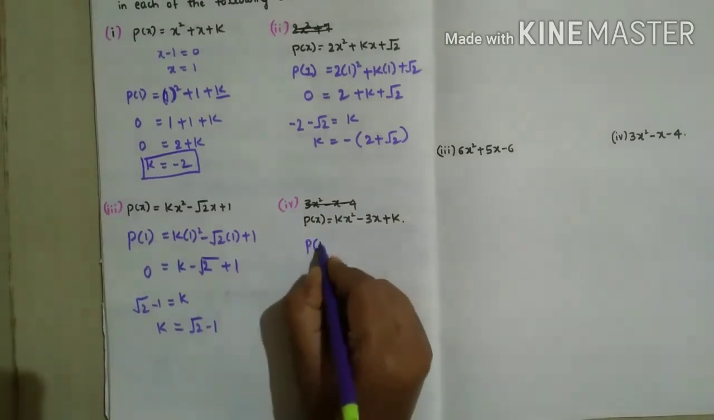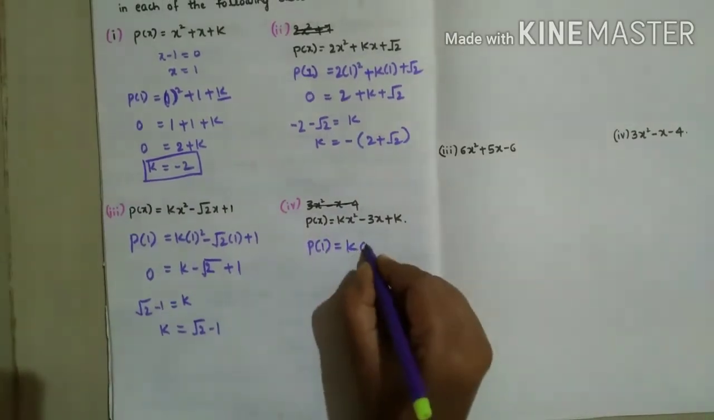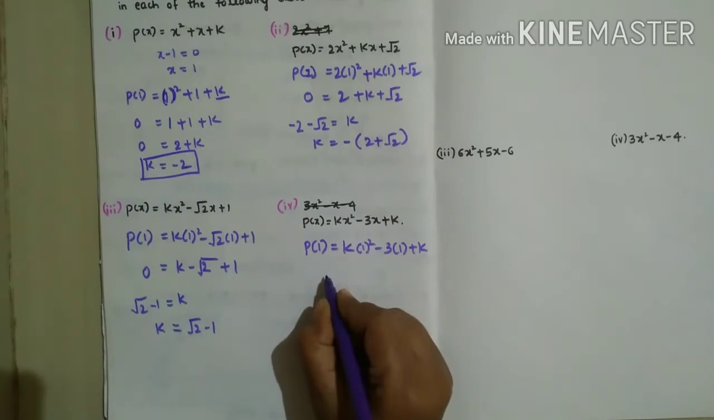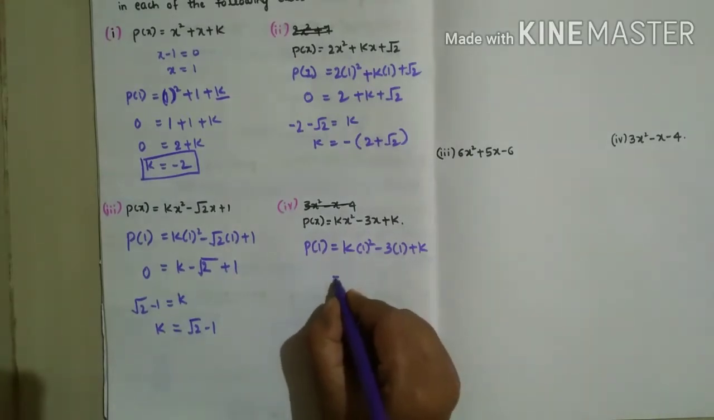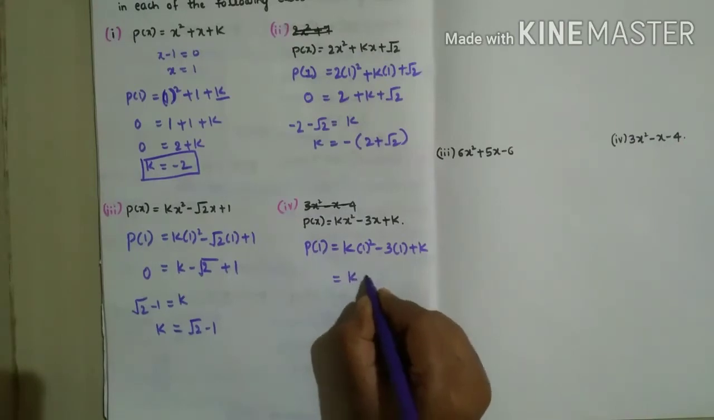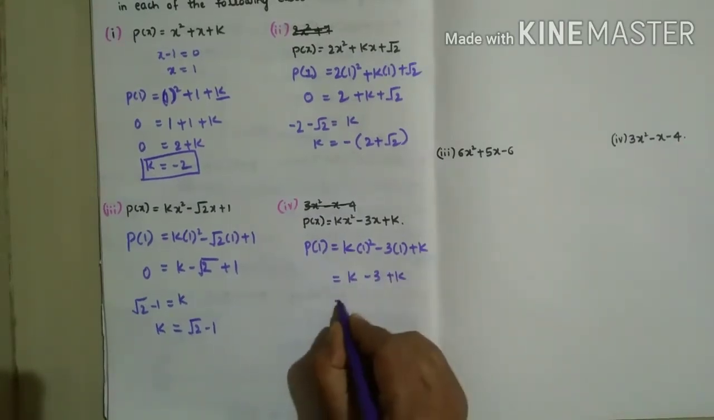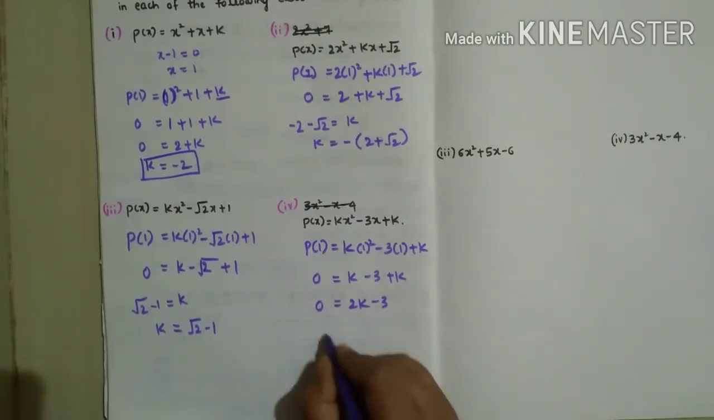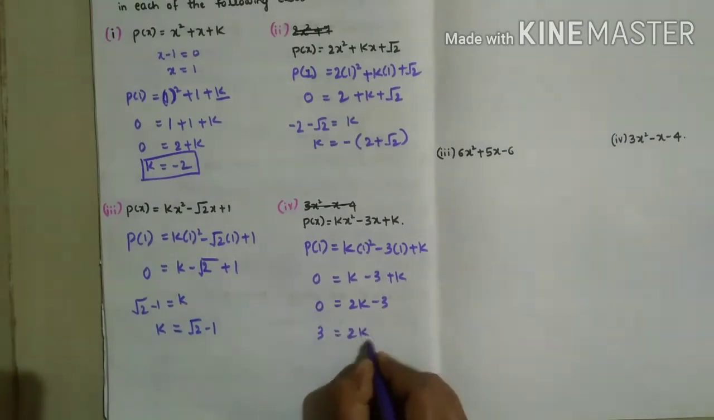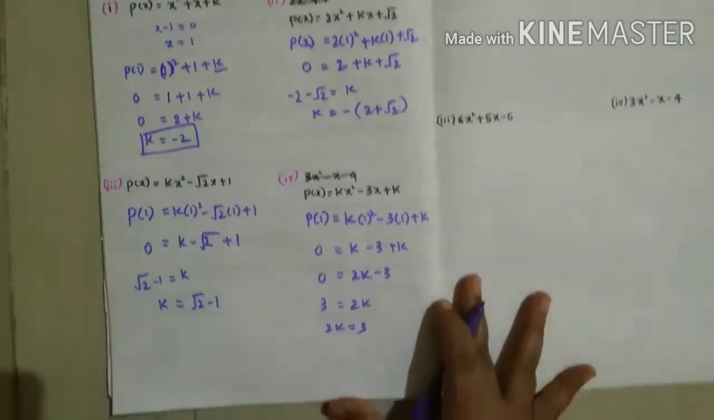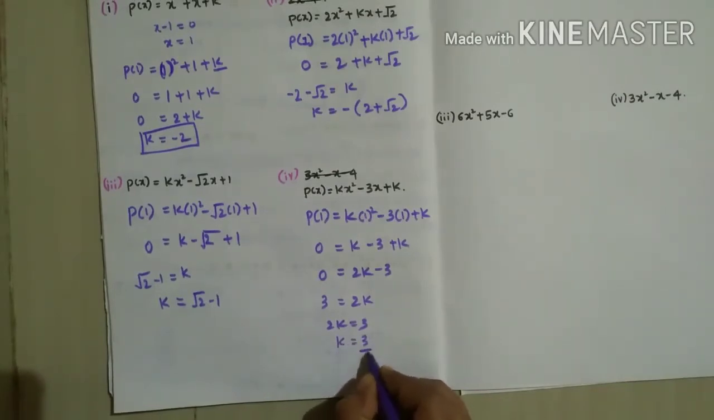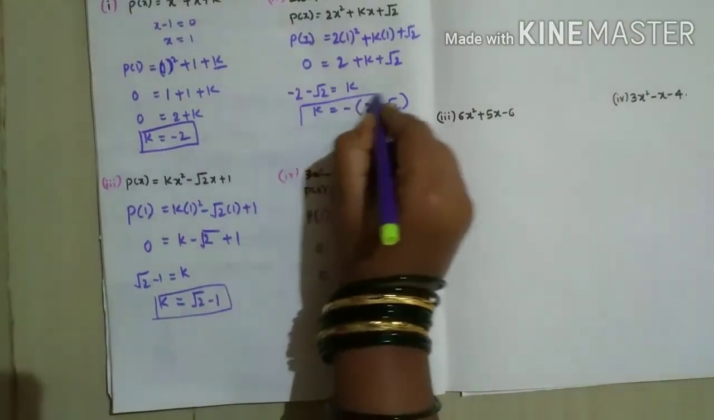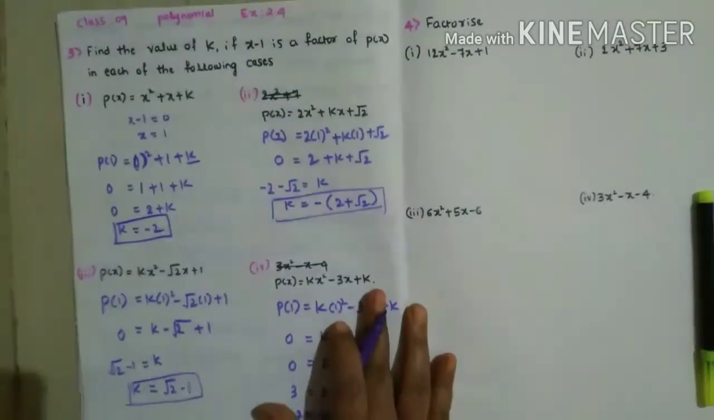Then here also p of 1 is equal to k into 1 square minus 3 into 1 plus k. Here 2 k's are there. K into 1 square is k only, minus 3 plus k. So k plus k is 2k. Here it is 0 minus 3. 3 I will transfer to the left side. It will become 3 is equal to 2k. Then 2k is equal to 3. K is equal to 3 by 2 is the answer. Like this we got the answers.